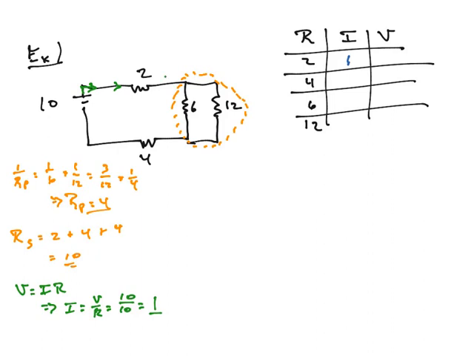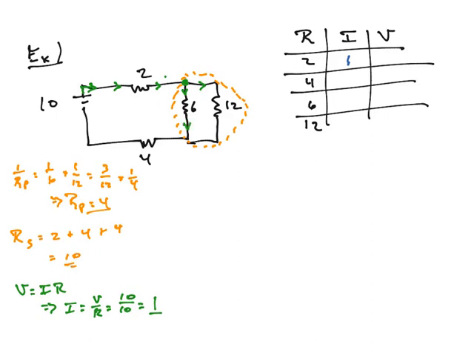Then what happens? It leaves the 2, keeps on going. Then it hits this parallel set where it splits into 2 pieces. So I know the 6 and the 12 will not have a current of 1. It's going to be something less than that. How much? I don't know yet. We'll leave it aside for now, but we'll keep going.